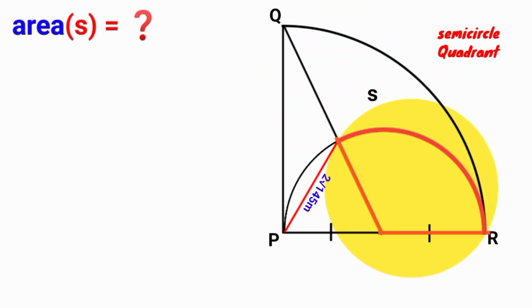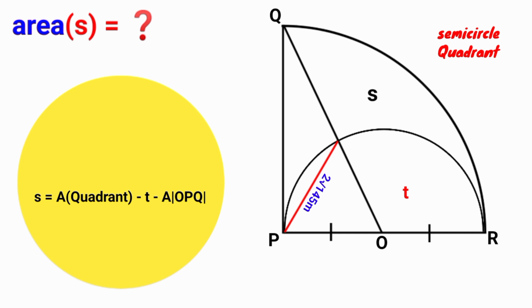So if we assume the area of this to be T and label this point O, we can say S equal to area of quadrant minus T minus area of triangle OPQ. Now we need the value of the area of the quadrant, T, and area of triangle OPQ.